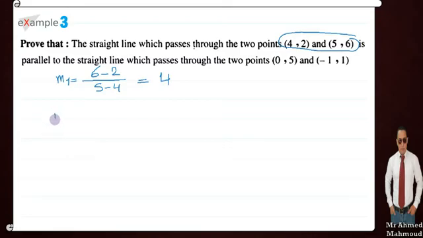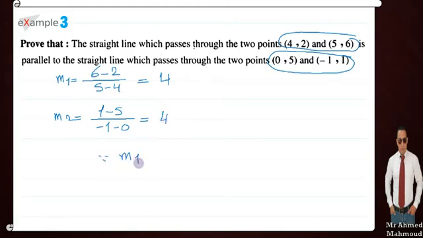Okay, m2, by using those two points, equals 1 minus 5 over negative 1 minus 0. 1 minus 5 is negative 4 over negative 1, which equals 4. Since m1 equals m2, therefore L1 is parallel to L2. It's a very easy one.